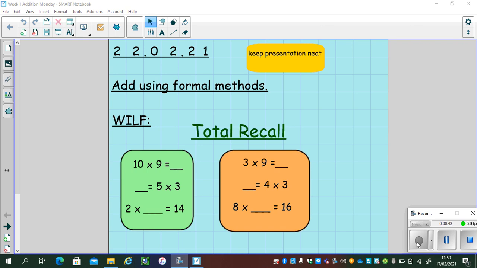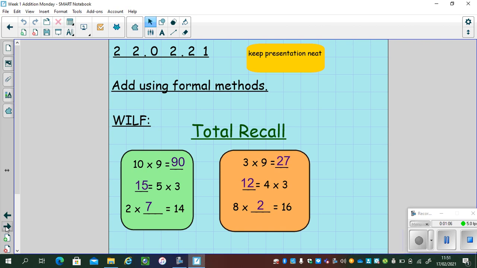Welcome back. Now it's time to warm up our maths brains with a little bit of total recall. Our total recall today is focusing on the multiplication facts using the 10, the 5, the 2, the 3, the 4, and the 8 times tables. So pause the video, complete these number sentences in your maths book, and come back to check the answers when you have finished.